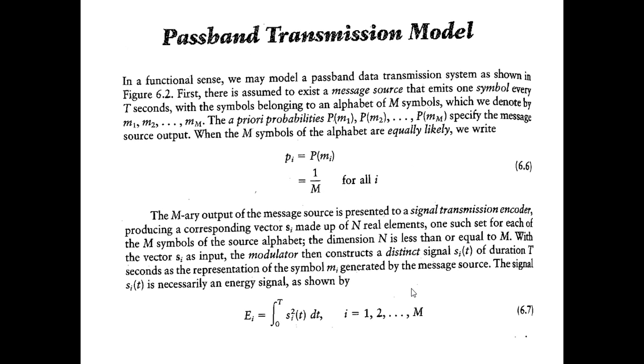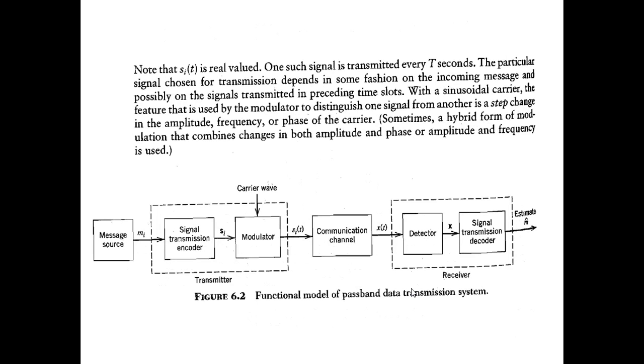We assume that there is some message source which emits one symbol every Ts seconds, with the symbol belonging to an alphabet of M symbols, which we denote by m1, m2, up to mM, with probabilities P(m1), P(m2), up to P(mM) specifying the message source output. We assume the M symbols are equally likely, so all of them have equal probability. This M-ary output of the message source is presented to the signal transmission encoder.